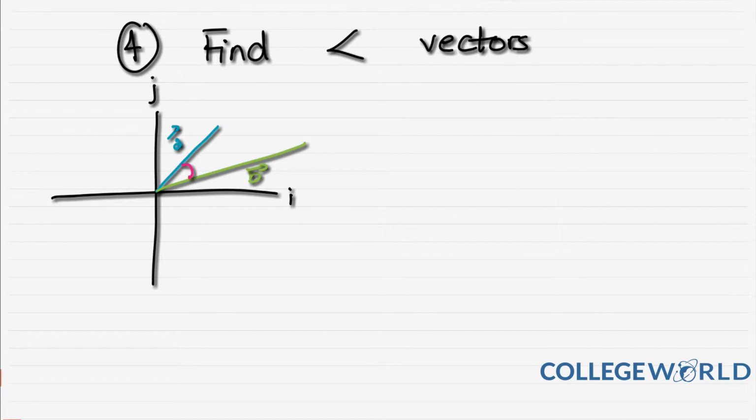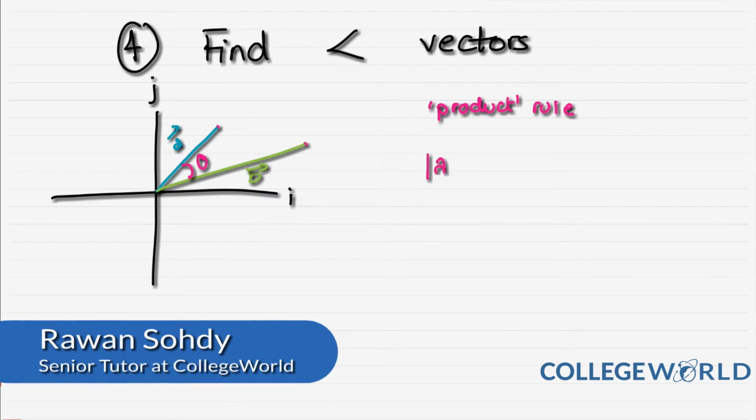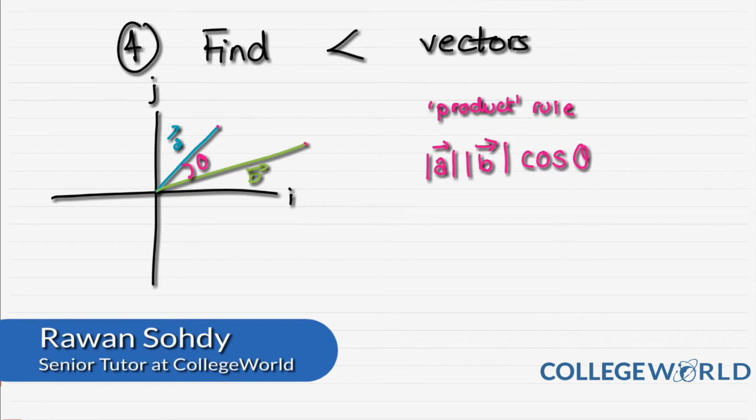then the angle between them is going to be this angle theta. Now, in the previous case we were trying to find what we call the product between them, the dot product. When we did that, we said that the product rule states that we need to multiply the magnitudes of A and B by the angle between them in order to get the product between the two vectors.